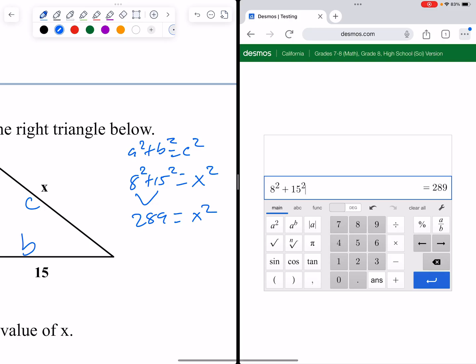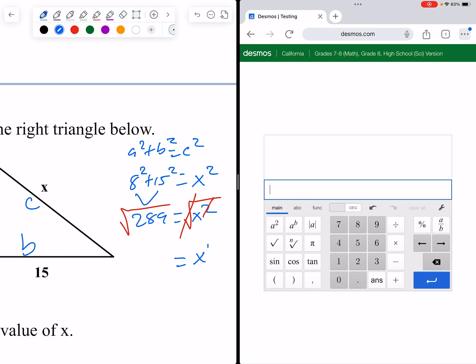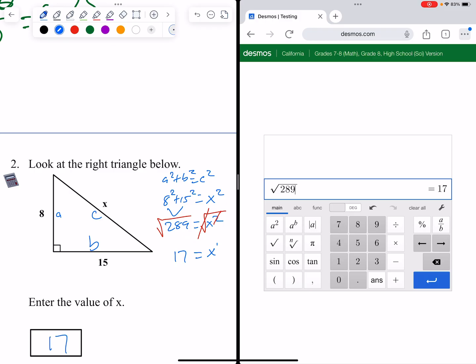So how do I get x by itself? Well, the opposite of a square is a square root. If I do it to one side, I do it to the other. That square root and that square do not cancel. It gives me a power of 1, because I have x to the 1 power, so the x by itself. So let's clear this on my calculator, put our square root, put 289, and I got 17 equals x. Does that answer make sense? Yes, because the hypotenuse should be the longest side. So in this case, 17, yeah, that makes sense.